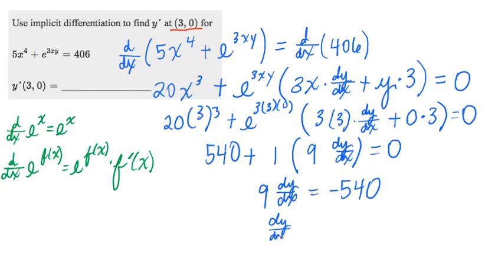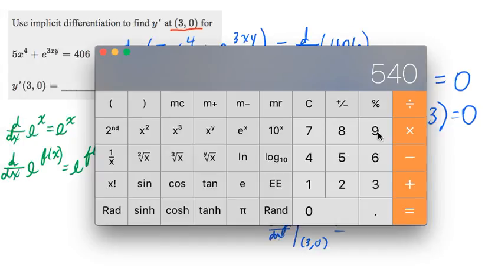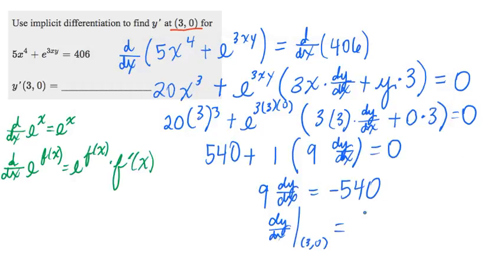So dy/dx, this isn't really the derivative everywhere, this is actually only the derivative at the point (3, 0). But anyways, it equals negative 540 divided by 9, so we get negative 60.